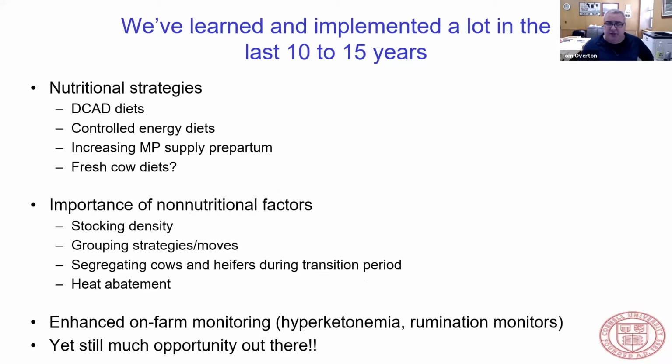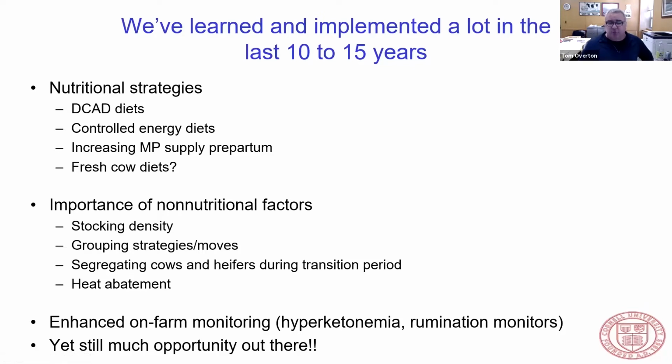Nutritional strategies such as DCAD diets, which we'll talk about, so cation anion difference, controlled energy diets, focusing on protein supply before calving, and then also fresh cow diets more recently. Those aren't necessarily new, but in terms of research, they're a relatively new topic, and we're learning more there all the time. And, again, I'm not going to talk about it necessarily, but we've also been very sensitized to the importance of the non-nutritional factors. So stocking densities and grouping strategies and moves, potentially segregating cows and heifers in the transition period if our facilities and management allow for it. And then heat abatement, certainly in the warmer months, is looking to be increasingly important in these animals.